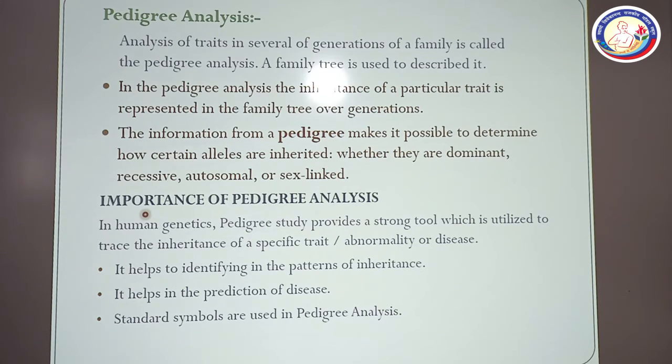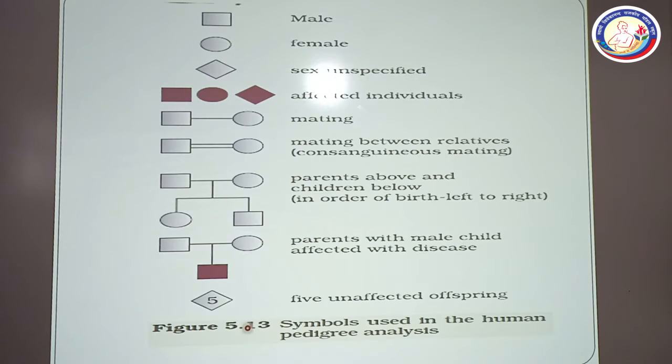What are the basic importances of pedigree analysis? In human genetics, pedigree study provides a strong tool which is utilized to trace the inheritance of a specific trait, abnormality or disease. So, it will explain about the specific trait, meaning character, abnormality or disease of the person. It helps to identify the patterns of inheritance, and it helps in the prediction of the disease. We can predict the type of disease and what the impacts of the disease are. Standard symbols are used in pedigree analysis, which are shown below.